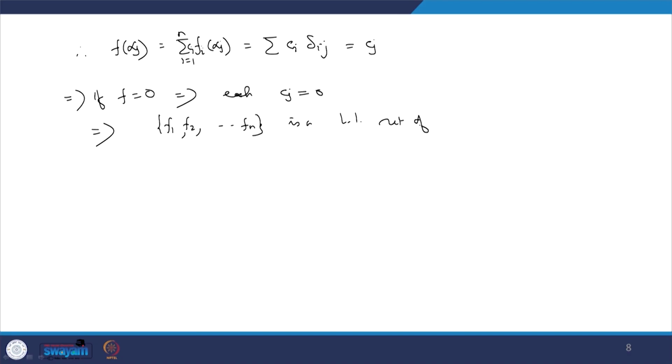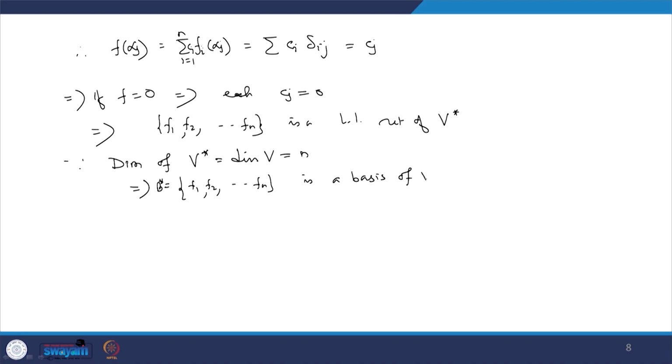set of V star, and since dimension of V star equal to dimension of V which is equal to n, this implies the set, if I denote B star equal to F1, F2 and Fn, then this is a basis of V star.